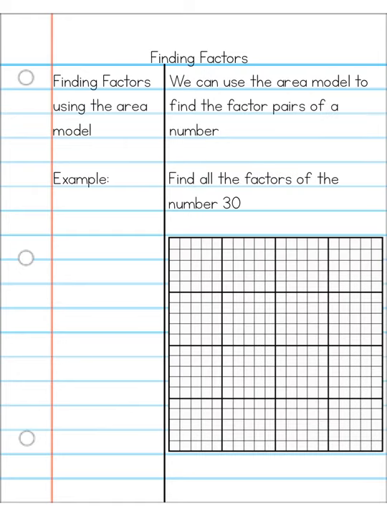Now we're going to look at using the area model to find factors. So what we're going to do is see how many different ways we can make a rectangle with factors of 30. So I know that I could just make one row of 30. And that would be 1 times 30. I don't have enough blocks on this grid to do that, but I would fill in 30 blocks in a row. I could also arrange 30 in 2 rows of 15.